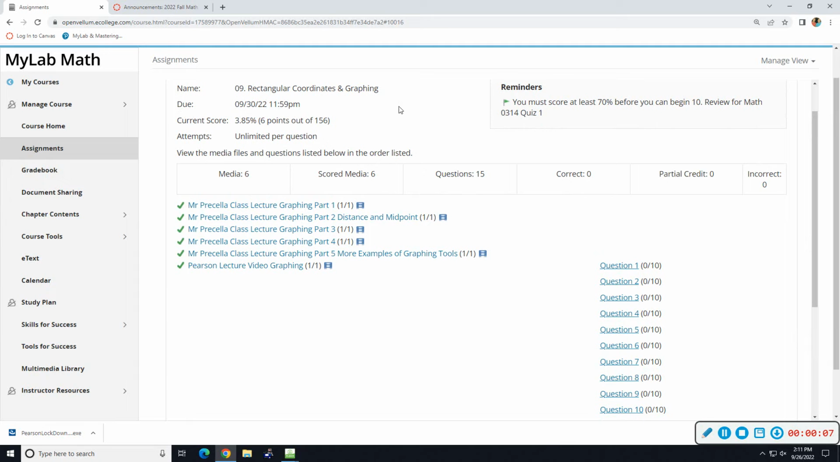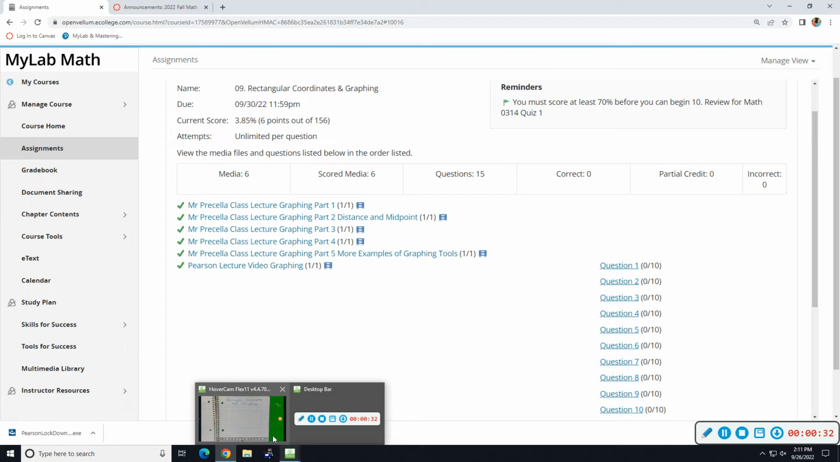We'll be using the graphing tools that are embedded in MyLab for the first time. Or shall I say, it's embedded in Pearson MyLab, and they're very nice graphing tools, if I may say so myself. The thing about using these graphing tools is you have to know what you're trying to graph before you start using the tools.